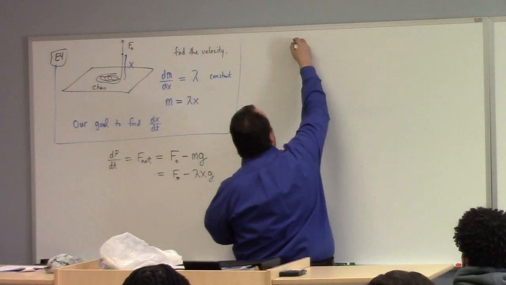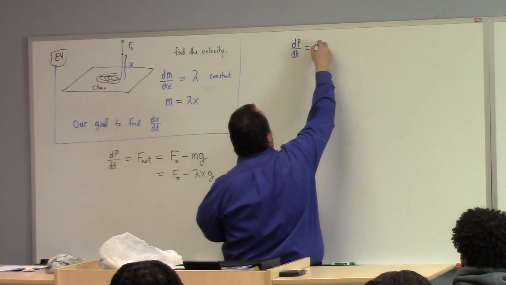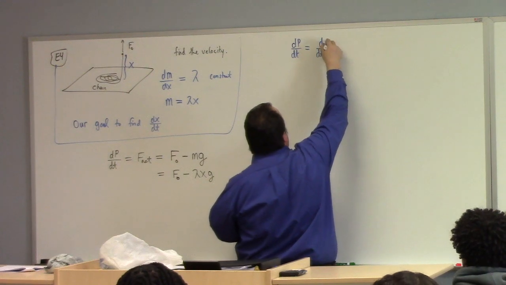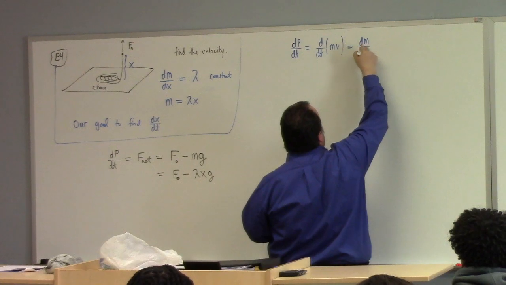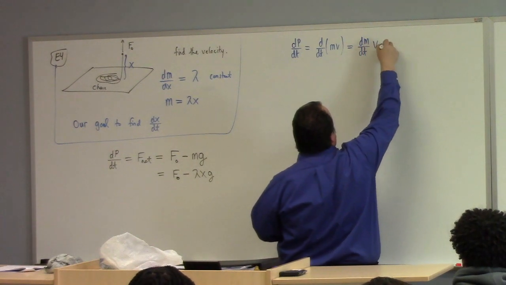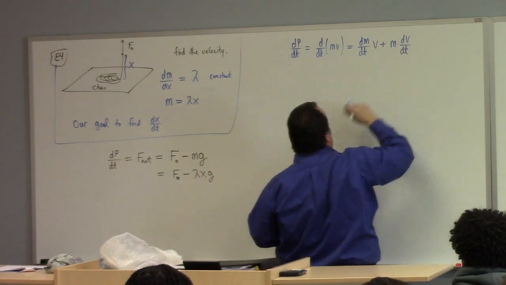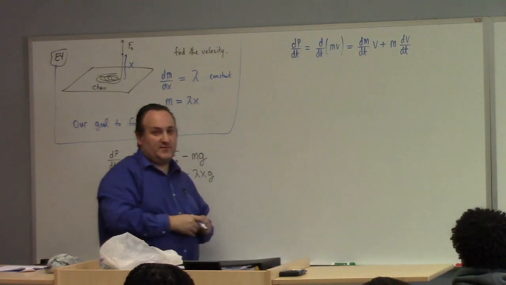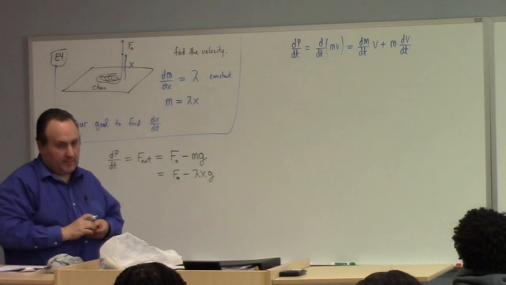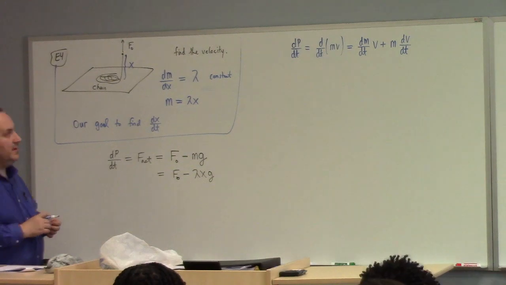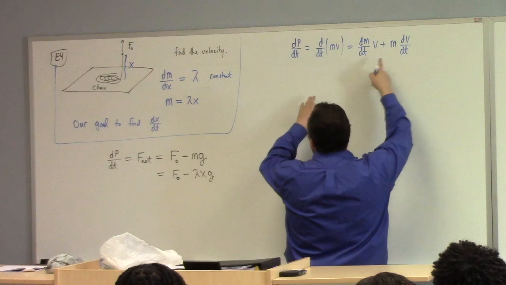So I have that dp/dt, let's work on that. What is that? That's equal to d/dt of mv, right? Which, by the way, is dm/dt times v plus m dv/dt. So there's your ma term, but there's also this new pesky dm/dt times v term, right? So that's kind of new. Okay, so then what? Can we simplify this?